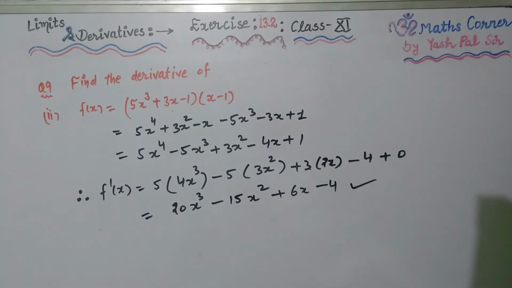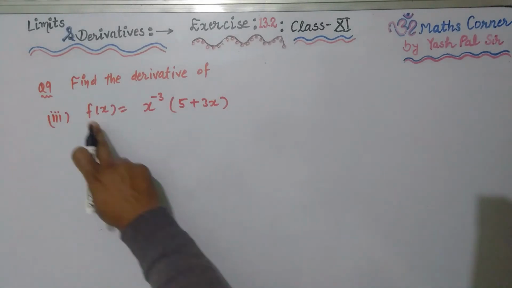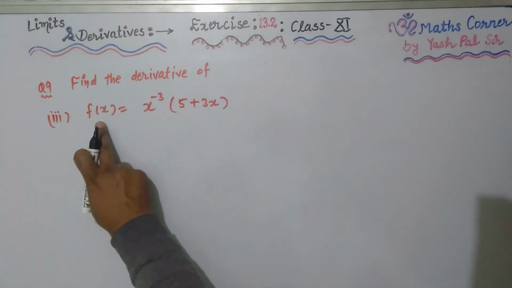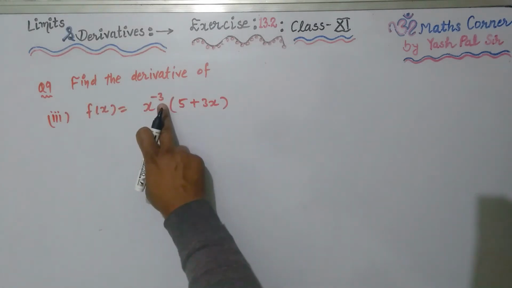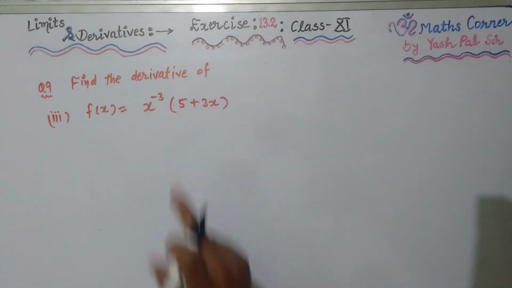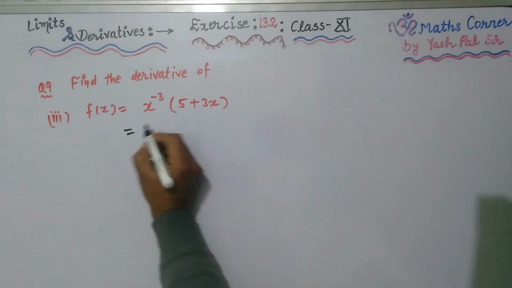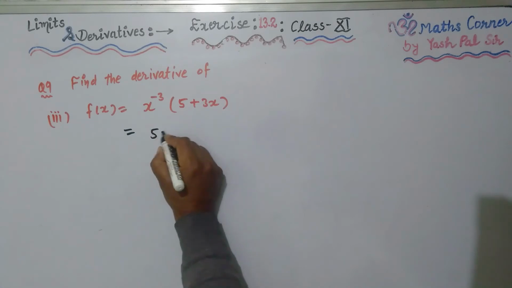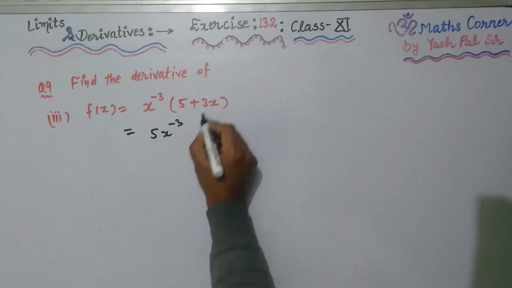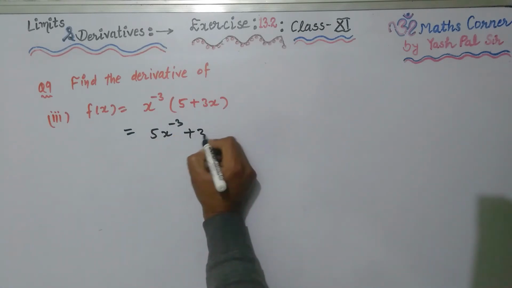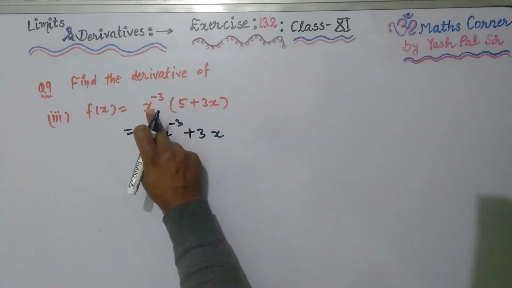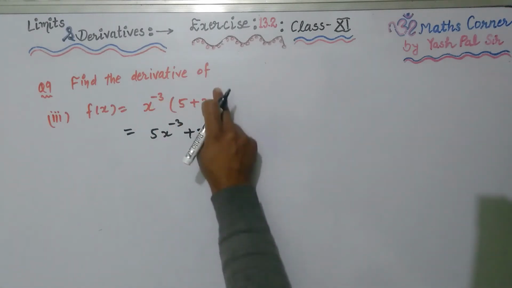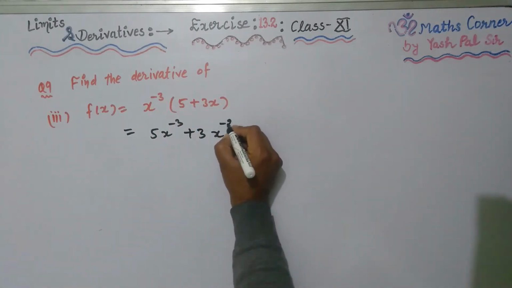Now next question. Part number 3. Find the derivative of f of x equal to x power minus 3 into 5 plus 3x. Once again, we solve this first of all. This becomes 5 into x power minus 3 plus 3 into x raised to power minus 3 into 1, x power 1. This is minus 2.